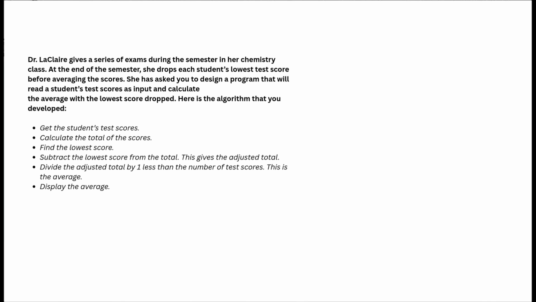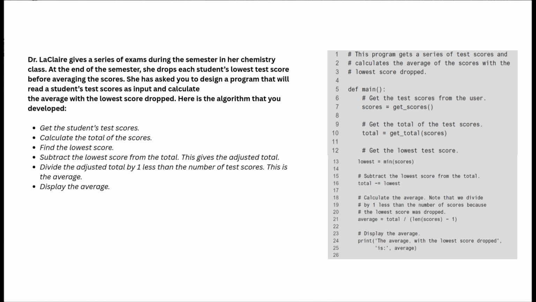Or let's look at Dr. Leclerc's chemistry class. She drops the lowest test score when averaging her exams. First, you get all the scores into a list. Second, you get the total. Third, and this is really where Python shines, you just use the built-in min function to instantly find that lowest score. Subtract that out and calculate your average. Leveraging built-in functions like this makes processing complex real-world rules just incredibly efficient.